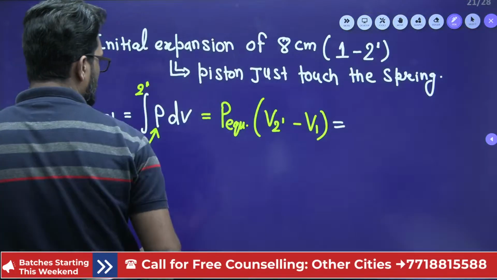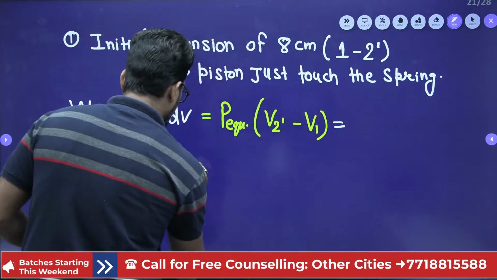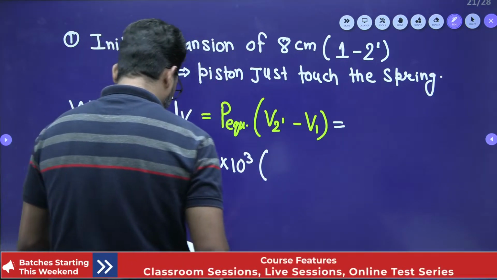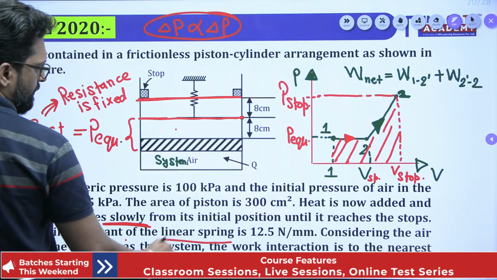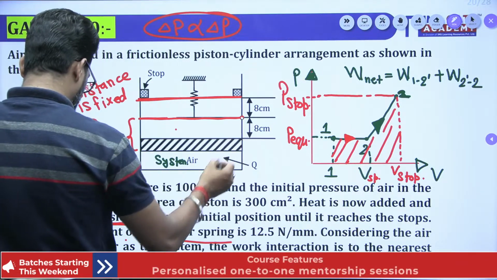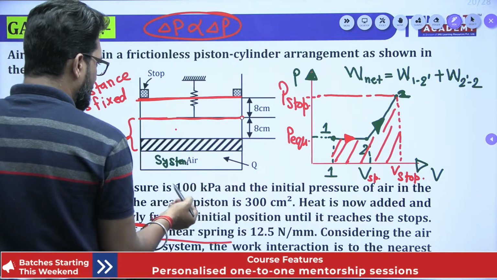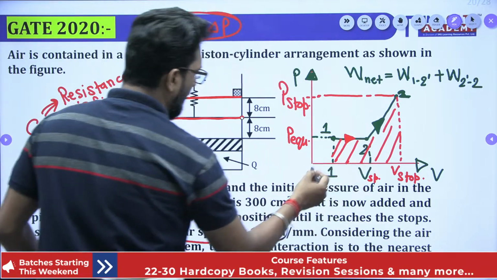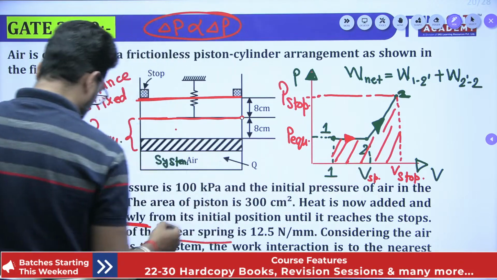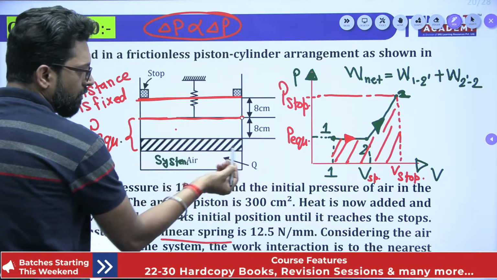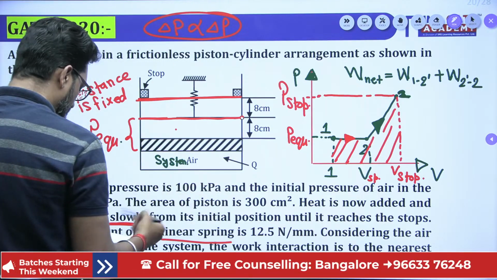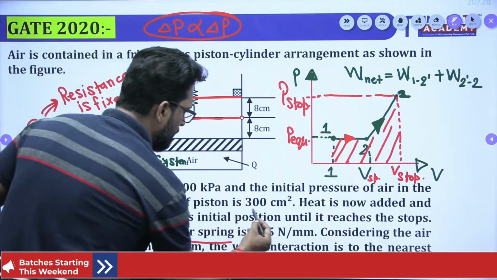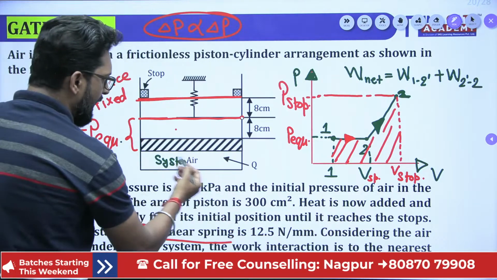So this is your 105 cross 10 to the power 3 Pascal. Final volume is given. Yes, V2 dash from here. Okay. So what is that? Area into displacement. Yes or not? What is the volume? Area into displacement. So what is the area? Area is given or not? Yes, area of the piston. It is given, 300 centimeter square. Area into what is the displacement?